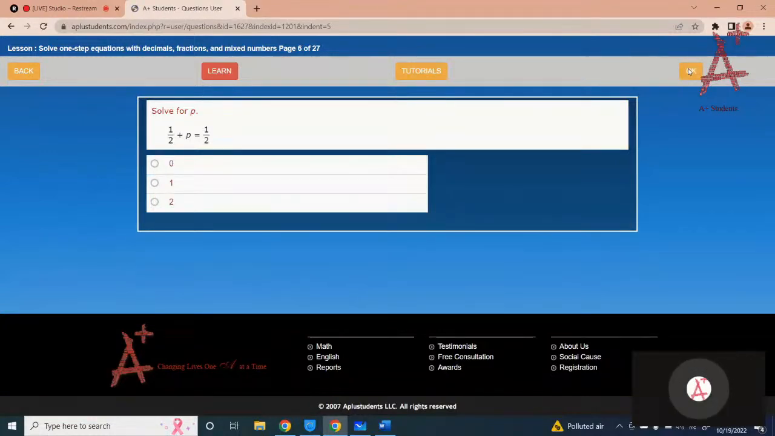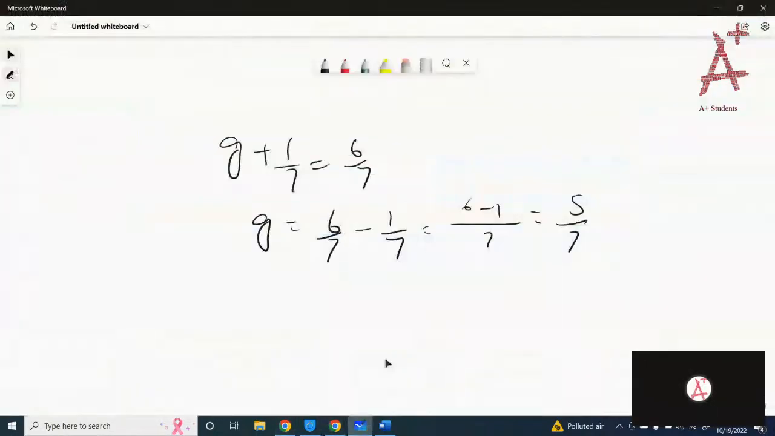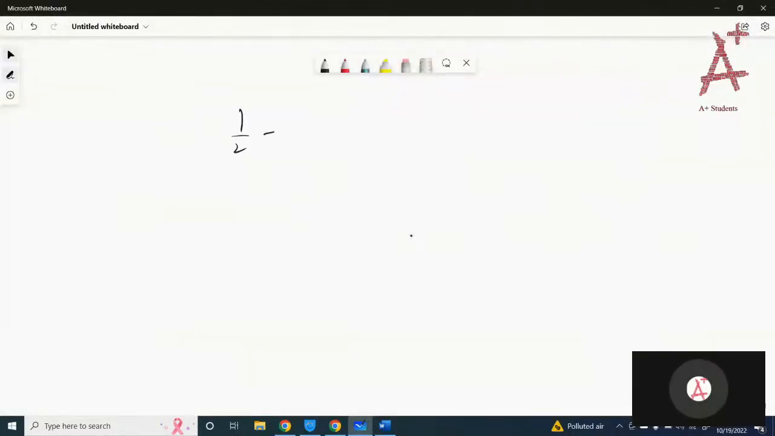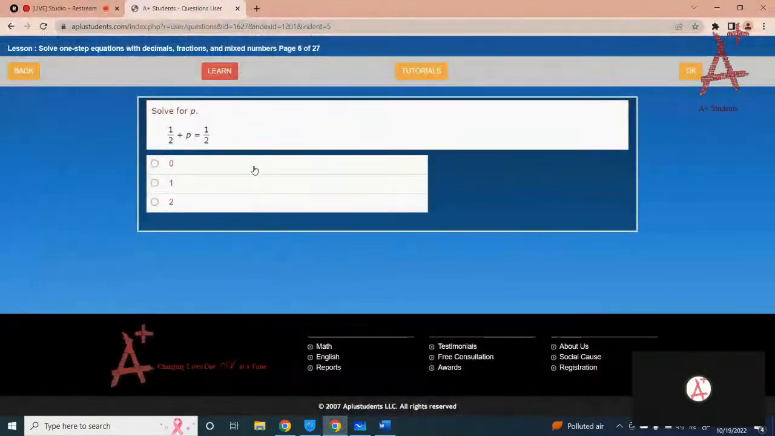Okay, the next one is 1 by 2 plus p equals 1 over 2. Half plus p equals half. So this 1 by 2 is adding to p. You have to shift that 1 by 2 to the other side. So p equals half minus half, and half minus half is 0. That means the value of p equals 0. So select the correct option and then click on the OK button.